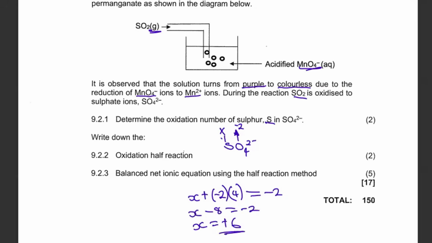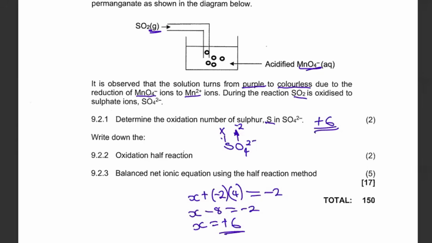So the oxidation number here is going to be +6. Please take note, you write it as +6 with a plus sign, not just a 6. It should be +6. Then we move on to the next question, 9.2.2, the oxidation half reaction.